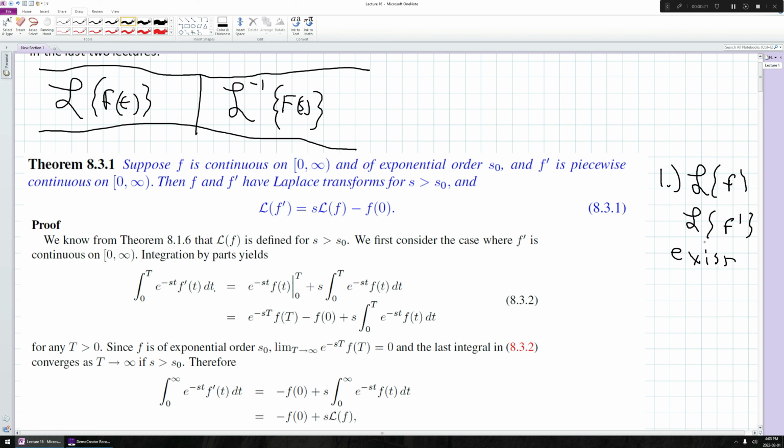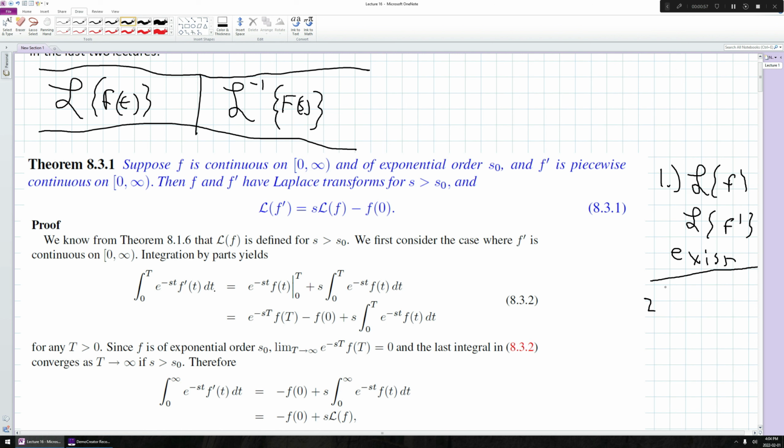And to do the heavy lifting there, the only theorem we really have for existence is theorem 8.1.6, or doing things by definition. So here, since I'm dealing with arbitrary continuous functions of exponential order, that type of thing, I'm going to need that theorem 8.1.6. And the other thing I need to prove is this formula: that the Laplace transform of f prime, the derivative, is simply equal to s times the Laplace transform of f minus f of 0. Okay, so these are the two things I need to prove.